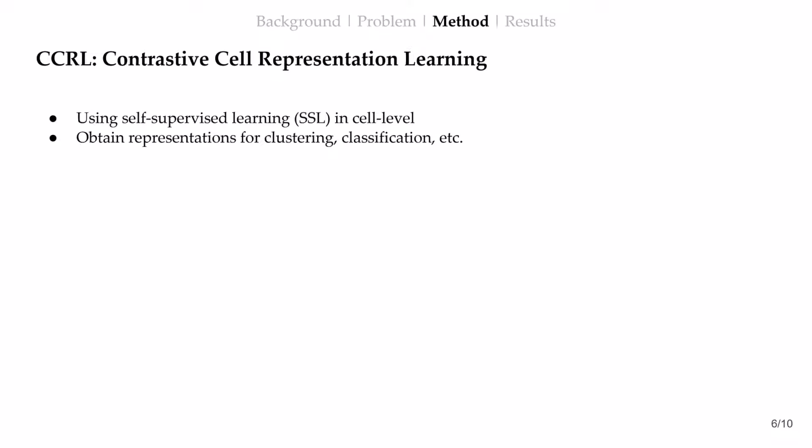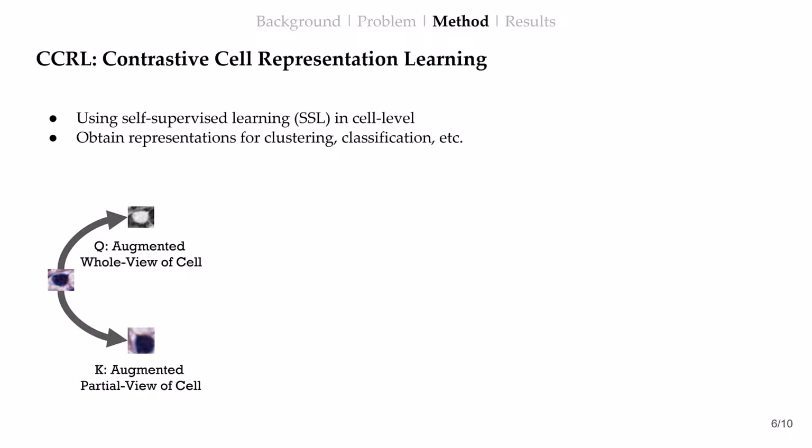So to address this issue, we came up with the idea of using self-supervised learning in the context of cell representation learning. More specifically, first, we're going to use an unsupervised approach, like color thresholding, to locate all the cells and then take a small crop around each cell, similar to what you can see in the figure. Then, for each cell, we're going to apply two sets of augmentation, one whole view augmentation and the other one partial view.